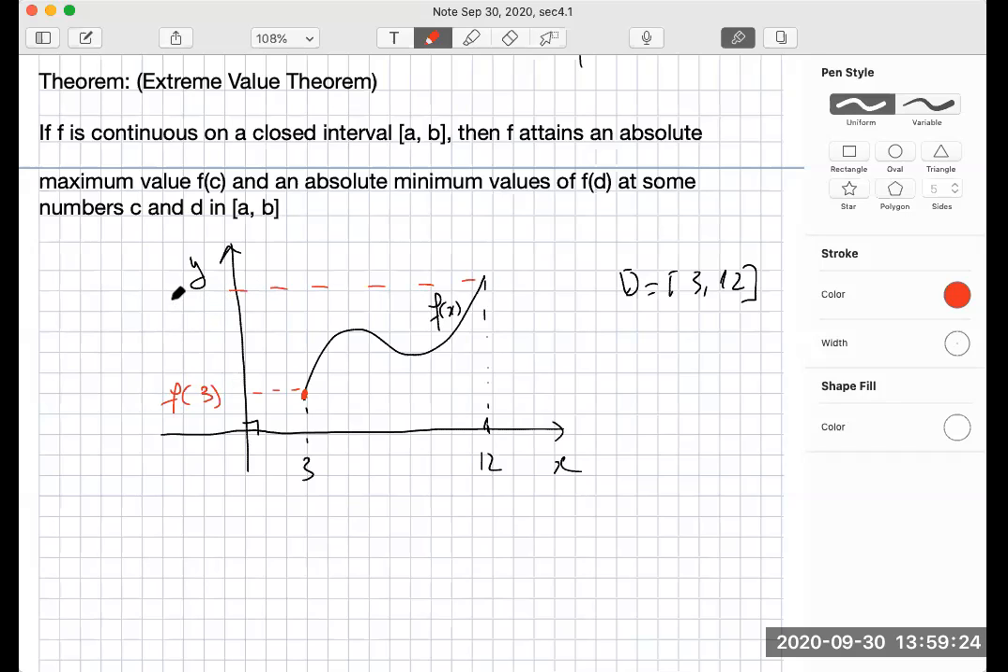And what is the maximum value of the function? 12. Yes, f of 12. So 3 and 12 are the positions where the function f reaches its minimum and maximum. But the minimum and maximum values of f are f of 3 and f of 12, okay? Just some concepts.